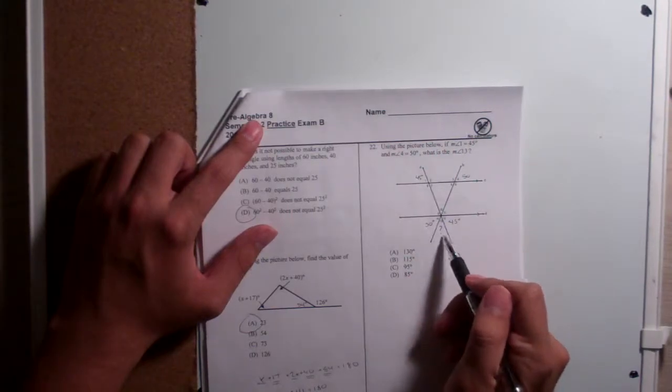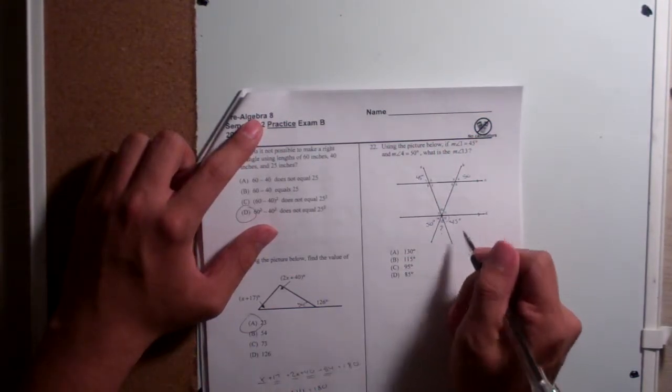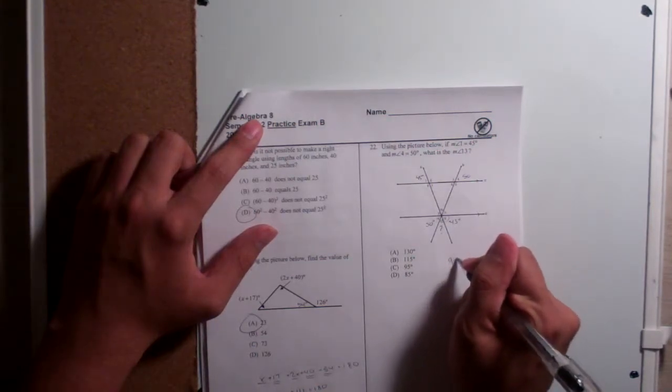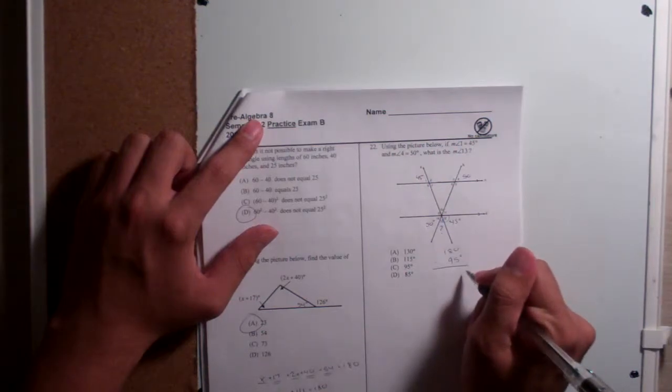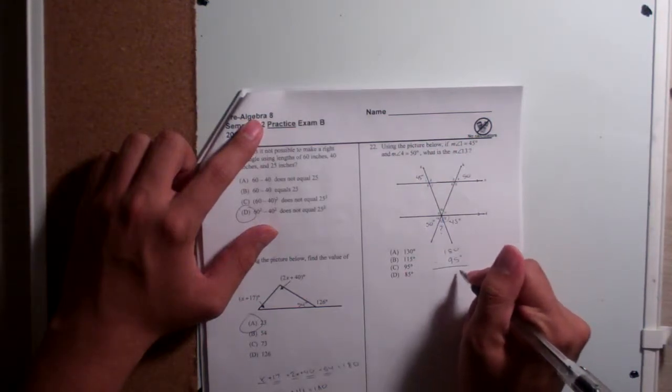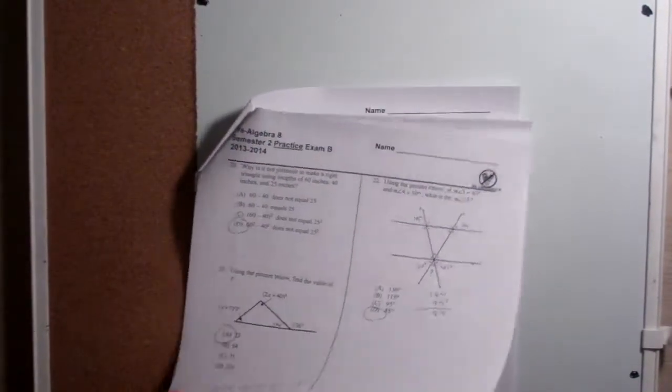And looking at these three angles, they should equal a straight line, which is 180. So if I add up 50 and 45, that is 95. I'm going to subtract that from 180, and that should be 85 degrees. Okay, so that is D. Alright, next one, 23.